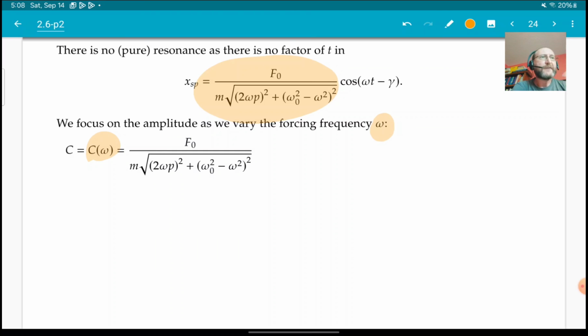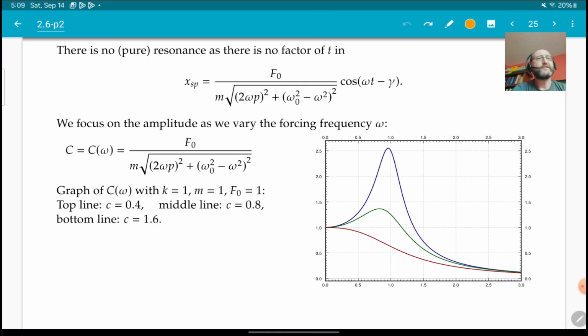So now we're never going to quite get there, but we will get to a very large amplitude, possibly. We're trying to maximize this, and the maximum is not going to be quite resonance, but it's going to be called practical resonance. All right. So here's a graph of C omega, and here for simplicity, I'm taking k equals 1, m equals 1, and f equals 1.